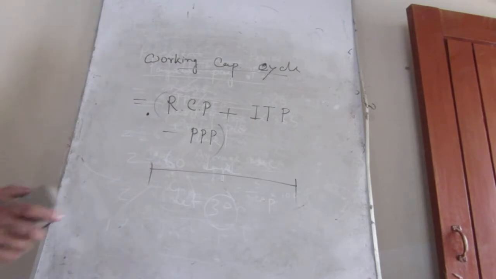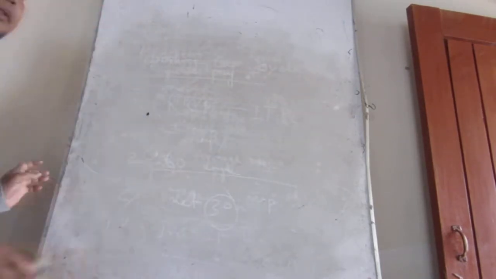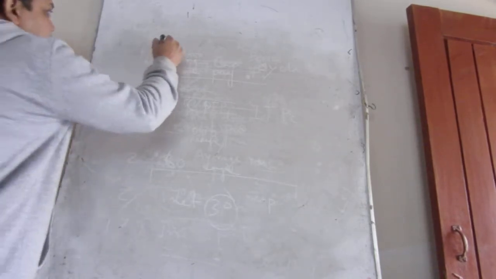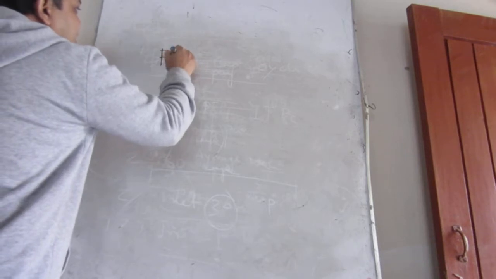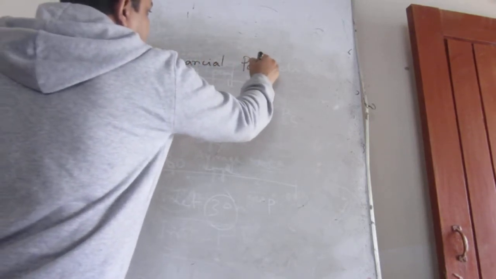Now, we will discuss the last segment of ratio analysis, that is financial position.